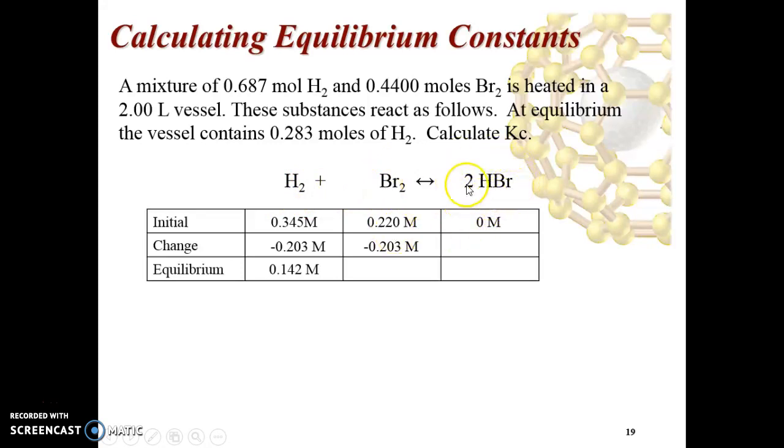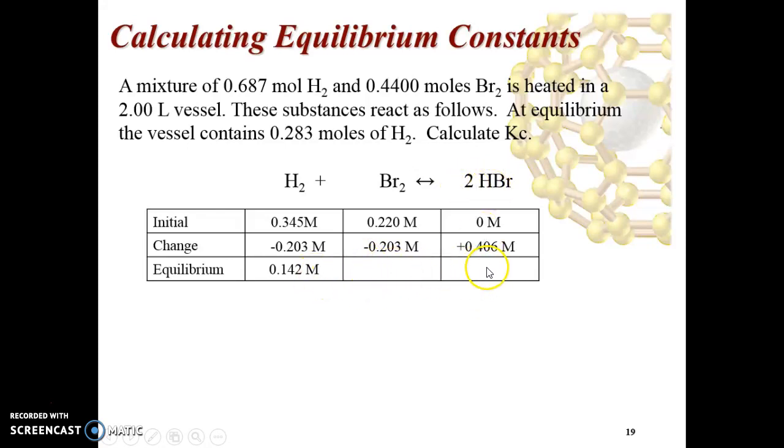Now for HBr, for every 1 mole of this, I get 2 moles of this. So I'm going to gain HBr, but I'm going to gain it twice as fast. So the change is actually a plus because I'm gaining it, and 0.406 is twice. So notice that these numbers, the ratios have to be proportional to the coefficients. That's the part that's the trickiest about ice charts. And let's face it, that's not really that tricky. So if you want, you can kind of generically think that this is x, x, and 2x. I'm losing x here, and I'm gaining 2x here.